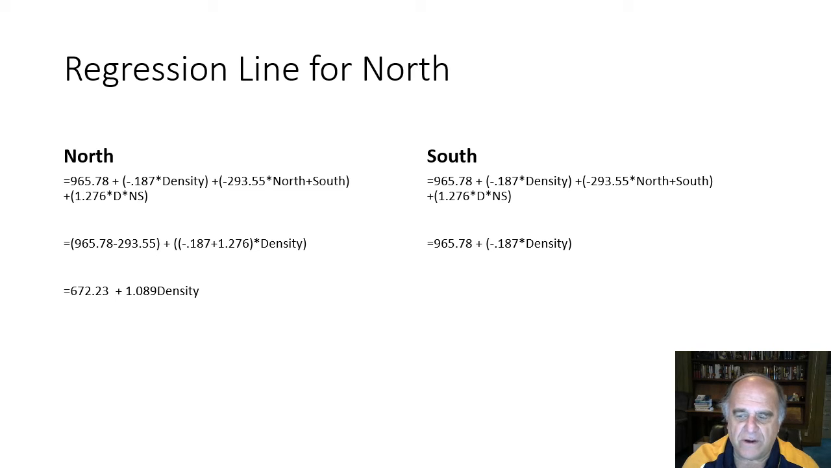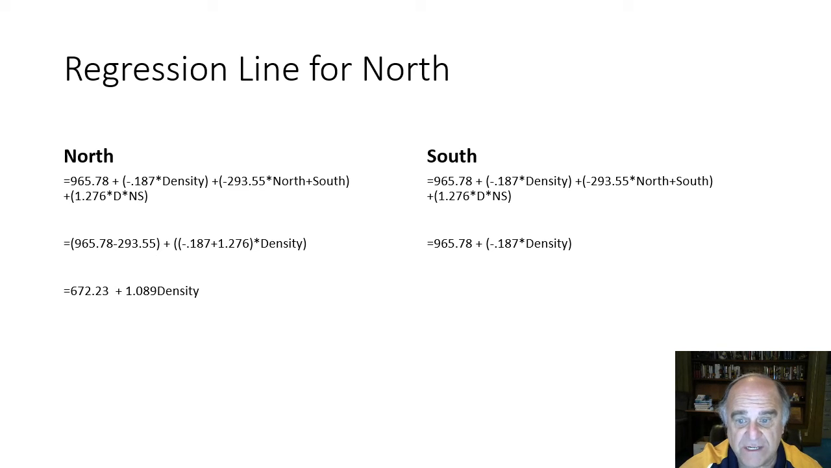Okay, so now what you can see here is I've just created the different regression lines for the north and the south. For both groups, we're going to have the constant 965.78 plus negative 0.187 times density plus negative 293.55 times north-south. And remember, north is a 1, south is a 0, plus 1.276 times density times north-south.